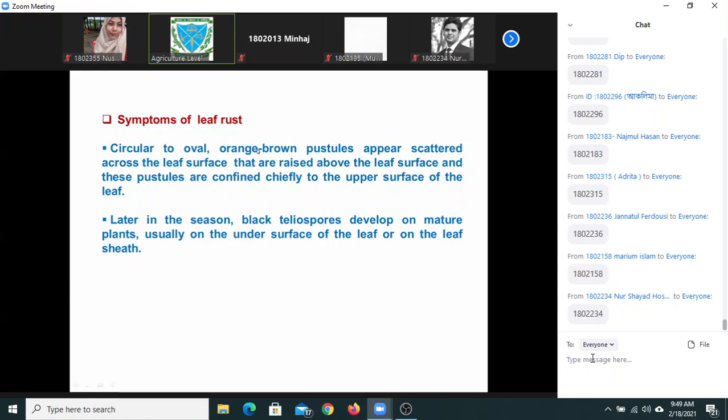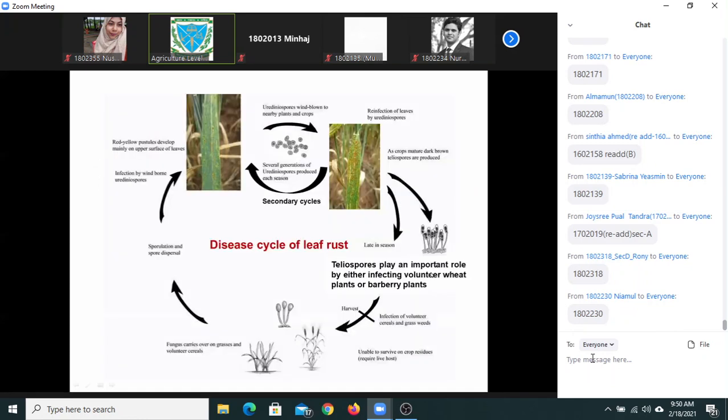So you see the orange-brown pustules appear on the leaf, but this pustule turns black. Why? Because in the later stage of the infection, this Puccinia triticina produces teliospores. Due to the production of teliospores on the lesion or pustules, these pustules turn black in color. Usually, you can see this type of pustule on the leaf sheath and the under surface of the leaf.